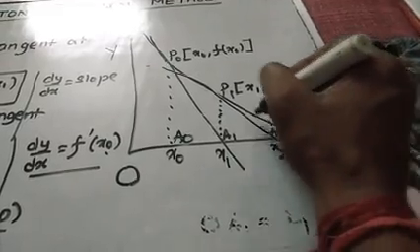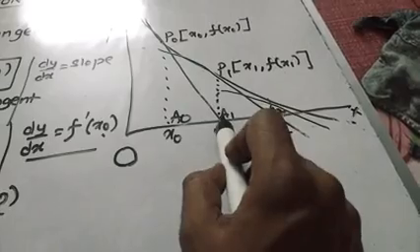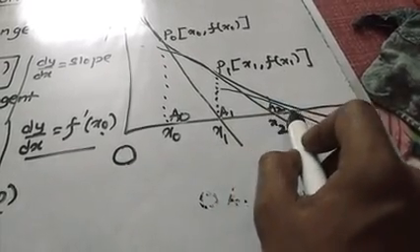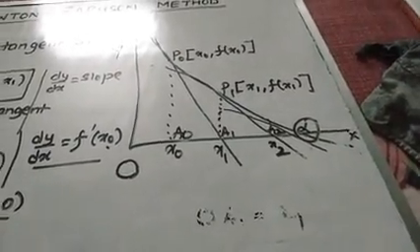In a similar way we will proceed again. From here also we are going to draw another tangent. So you can see that in 3 steps, first step, second step, third step, we are very close to our root. This was the root.